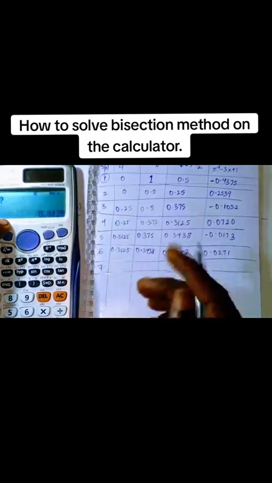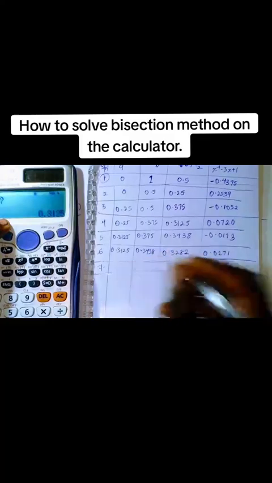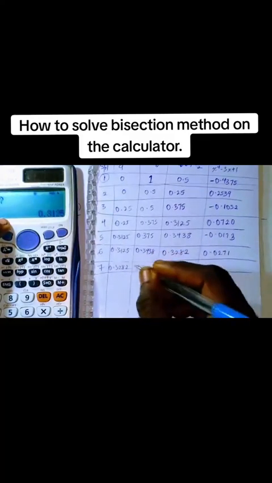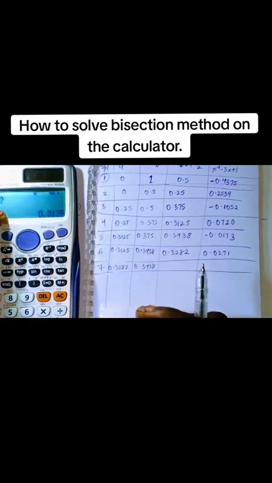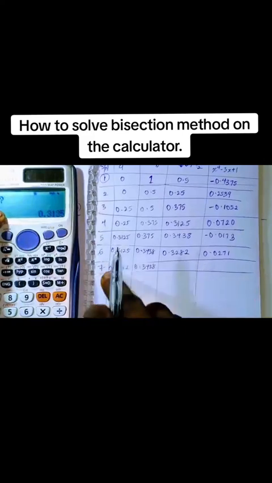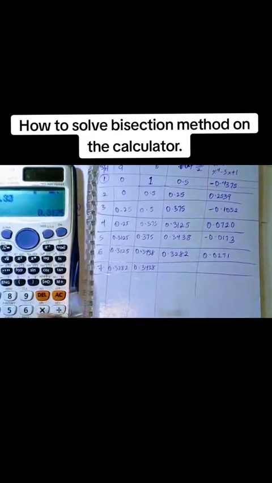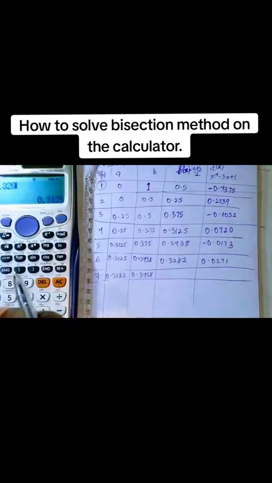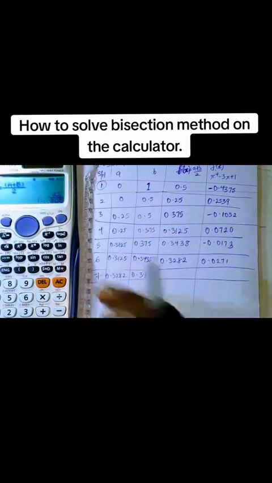Okay, now let's do our seventh iteration. And then our seventh iteration, this one is more specific. Definitely our value here will be under the positive. So I have 0.3282 and 0.3438. Then ask me what's my value of A. Say that my value of A now is 0.3282.